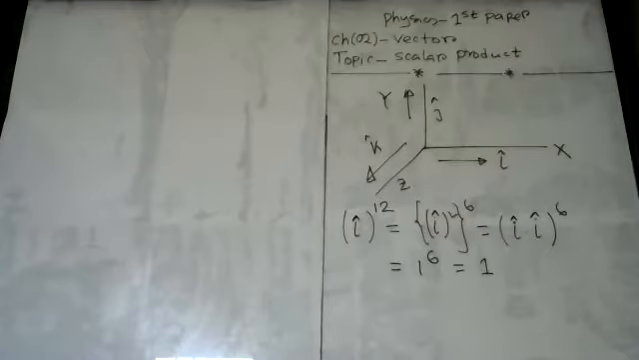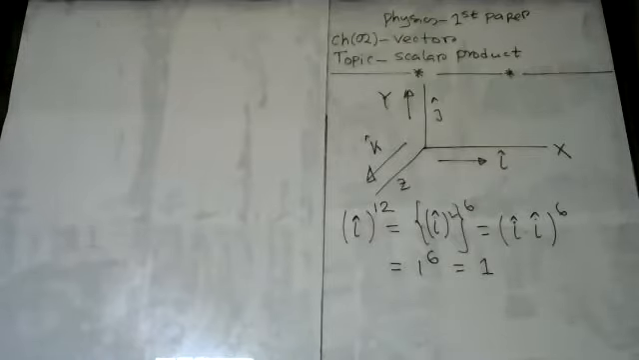Sir, there was a question from before: the angle between i hat and k hat is 90 degrees, not 0, so how will the scalar product be 0? Can you repeat your question? The scalar product of i hat and k hat, how will that be 0, because the angle between them is 90 degrees? Okay, very good, very good.